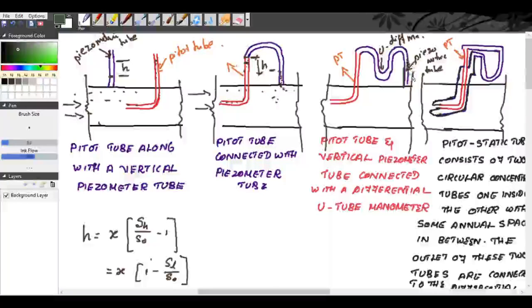This is the Pitot tube. This is the piezometric tube. Both are connected to a differential U-tube manometer. This is your third case. So that means there will be a difference in water level and the liquid in the manometer. This difference is taken as H.